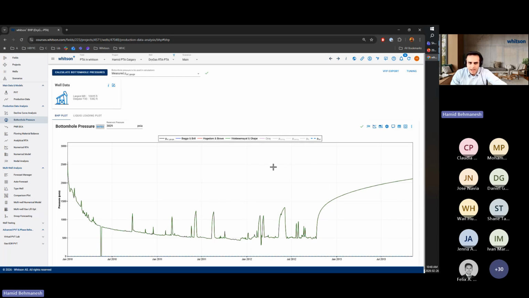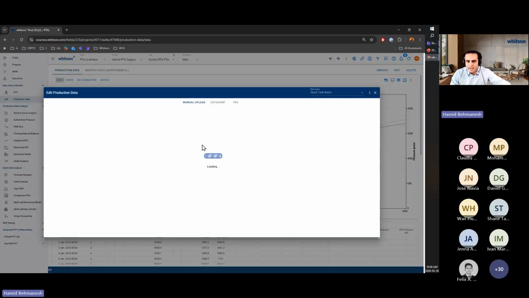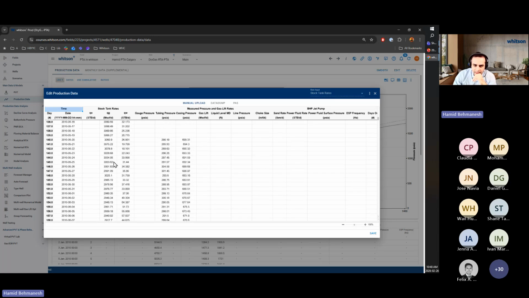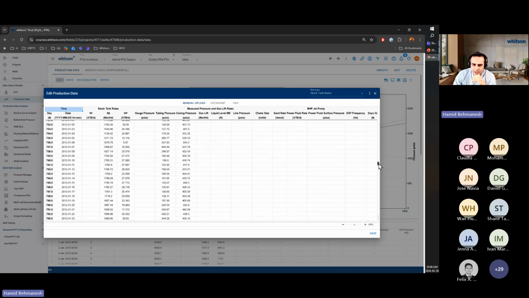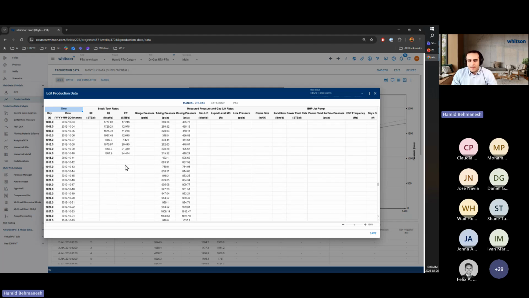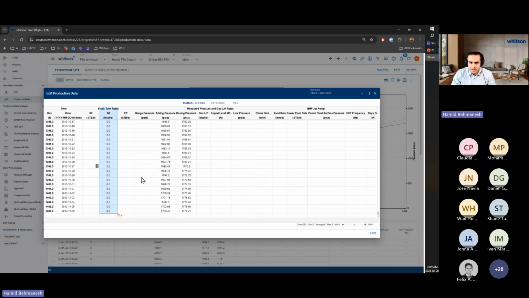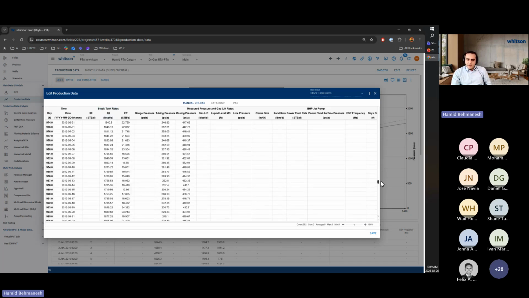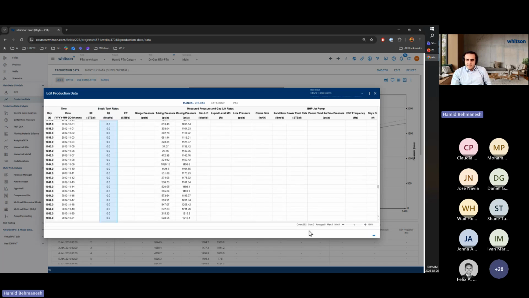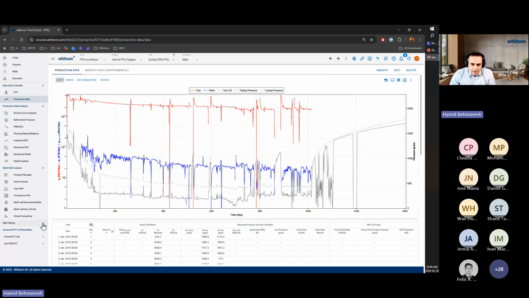But before that, we need to go to production data and edit production data, scroll down all the way where we see blank cells, so our truncation feature will be able to identify that shut-in period more easily over here. Okay, this is the first shut-in, the extended shut-in. There are multiple shut-ins, but I'm interested in analyzing this extended shut-in. Drag it all the way to the end, populate the cells with 0, click on save. Now I have the shut-in. I can go to PTA.